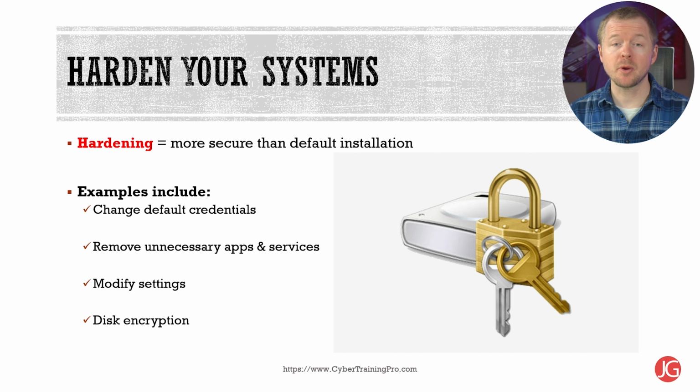Hardening systems is when we make the operating system or an application more secure from its default installation. For example, we can configure additional settings to be more secure. Some of the common hardening techniques include changing default credentials like passwords, removing unnecessary applications or services, modifying registry settings, and implementing disk encryption. The steps that you take are going to vary from system to system.